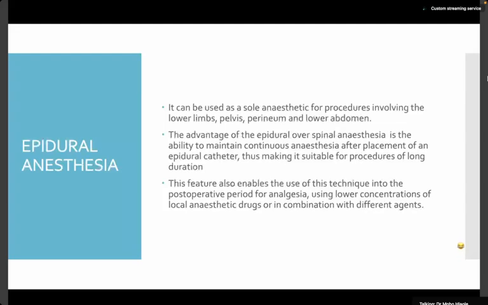and we can give better care management to our patient. So epidural can be given as a sole anesthetic for procedures involving the lower limb, the pelvis, the perineum, the lower abdomen. I also forgot to include the thoracic.